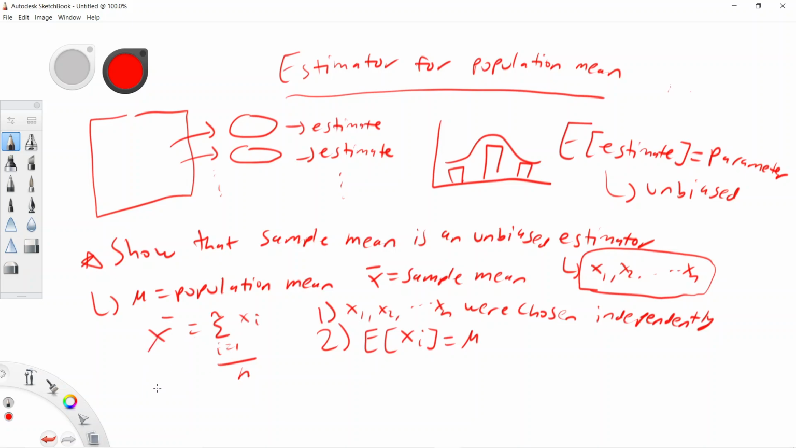So with that in mind, how do we prove that x bar is an unbiased estimator? Well, what is the definition of an unbiased estimator in this case? We have to prove that the expected value of x bar is mu. So how do we do this?